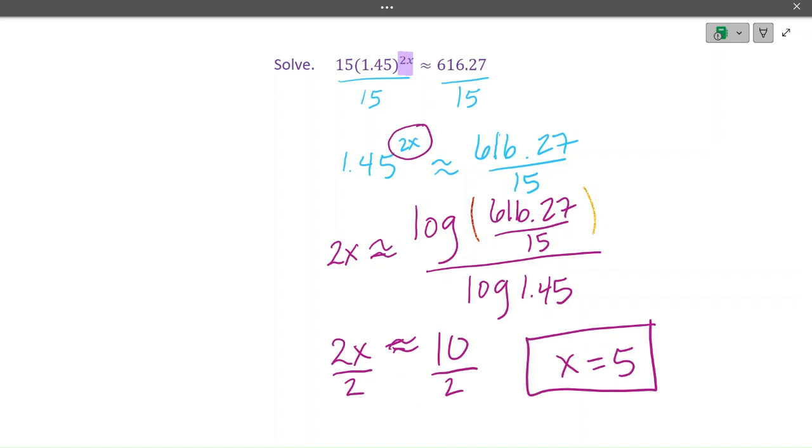So when you check your answer, you're popping 5 in for x. You can just put this straight away into your calculator. I checked our answer. This checks out. We get approximately 616.27. All right, on to the last problem in this video.